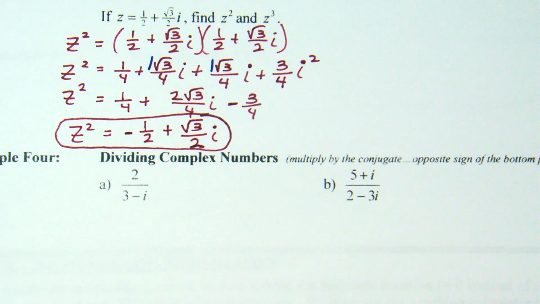Now, that was finding z squared. What else do we still have to find? z cubed.